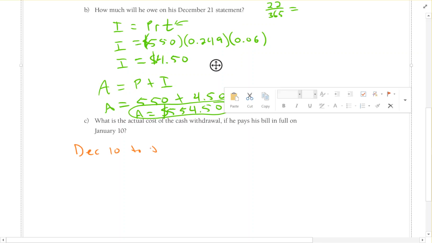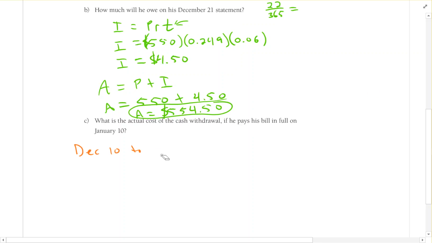to January 10th. So we'll go December 10th to the end of December. So the 31st. And that's going to be equal to not 21 days, but 22 days, because we're also counting the 10th. And then January 1st to the 10th is going to be 10 days. Okay, so that's going to be 32 days total.